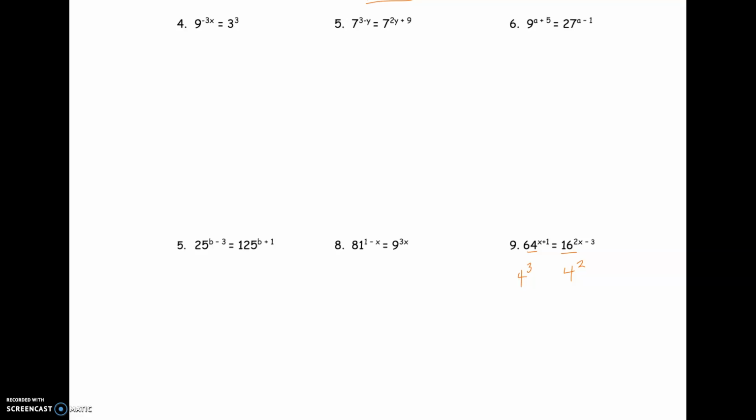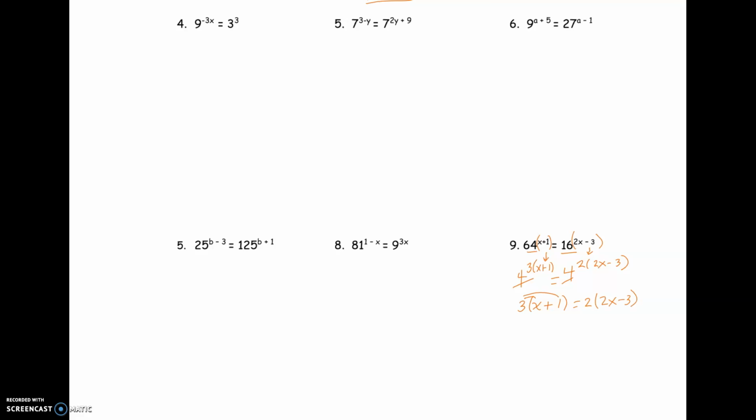Now, I've replaced 16 with 4 squared. I still have to bring down this 2x minus 3. I've replaced 64 with 4 cubed. I still have to bring down the x plus 1. So now I have 4 to the 3 times x plus 1 power equals 4 to the 2 times 2x minus 3 power. Now that I have the same base, I rewrite just my exponents: 3 times the sum of x and 1 equals 2 times 2x minus 3.